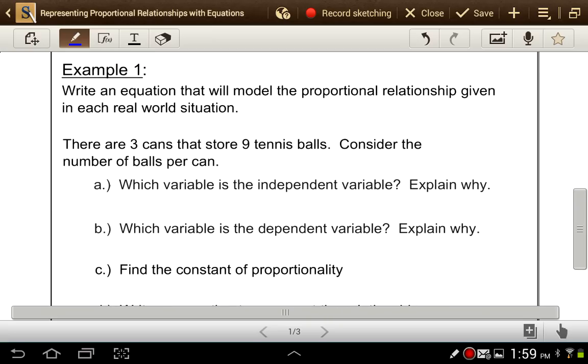Example 1. Okay, write an equation that will model the proportional relationship given in each real-world situation. Okay? So let's say there are 3 cans that store 9 tennis balls. Consider the number of balls per can. Okay, so first I want to talk about what independent and dependent variables are. I mentioned that earlier in the video, and I want to go over that.